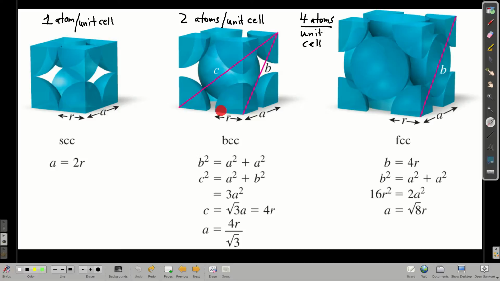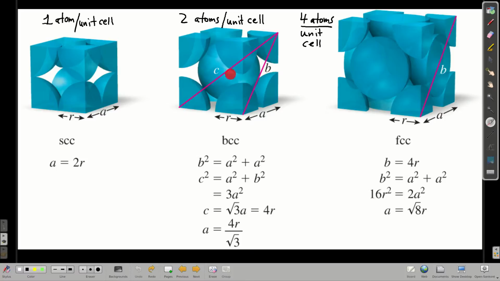Now, in a body-centered cubic unit cell, we have to do a little bit of geometry. Because this atom in the middle is pushing the corner atoms apart, they're not touching each other anymore, so we can't say A equals 2R. What we have to do is set up 2 right triangles. The first one would be on one of the faces. This is a right triangle. The Pythagorean theorem says that B squared, which is the diagonal length, is equal to A squared plus A squared. Each of these lengths is A, so B squared is 2A squared.